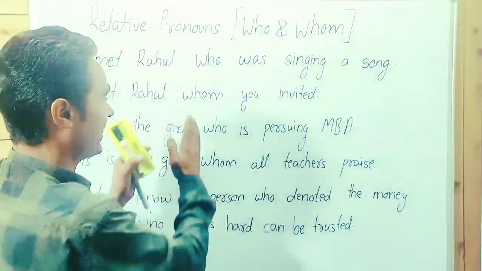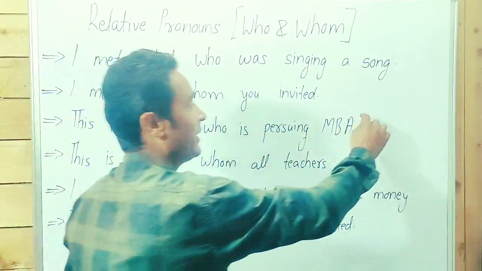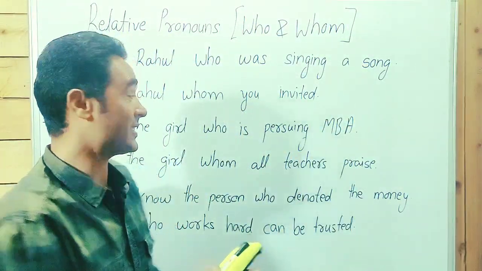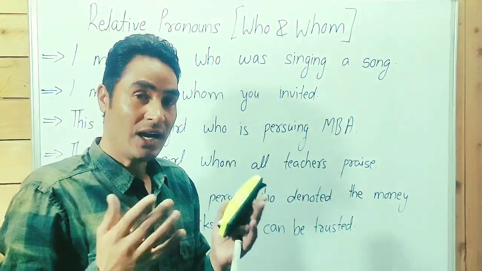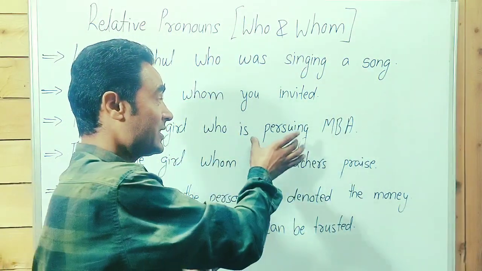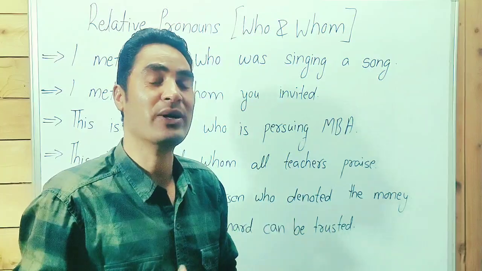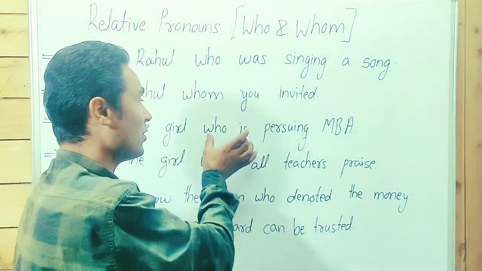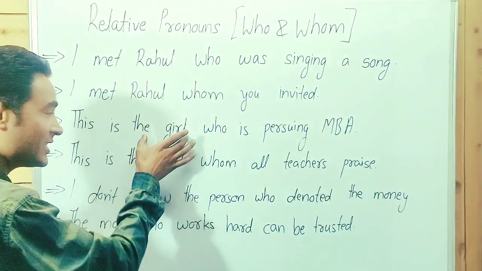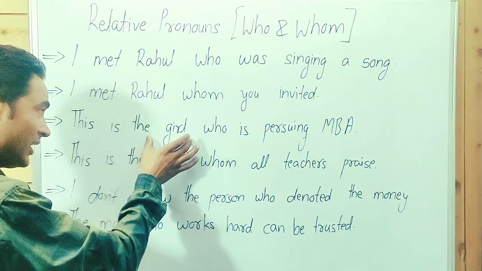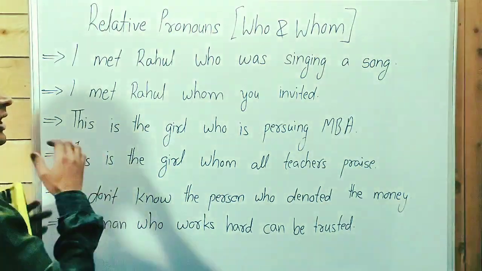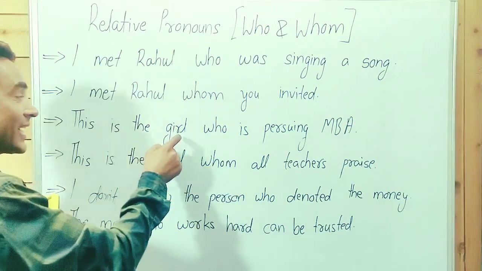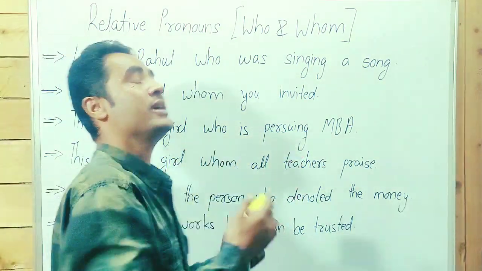Guys, point in this sentence: if you write "Who is pursuing MBA?" with a question mark, it helps, no? A question mark means an interrogative question. But here, this sentence is not interrogative. It's a normal sentence. This is the girl who is pursuing MBA.